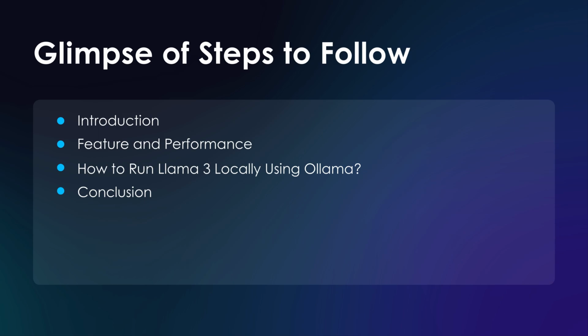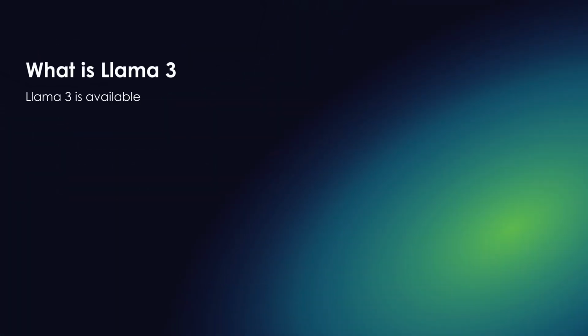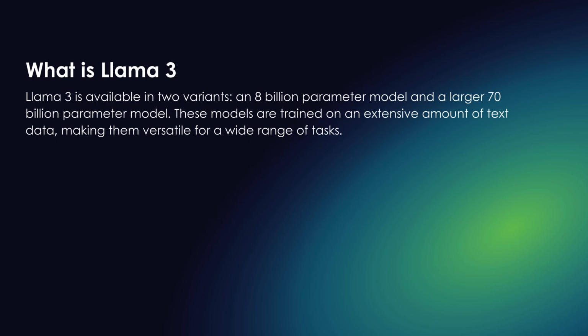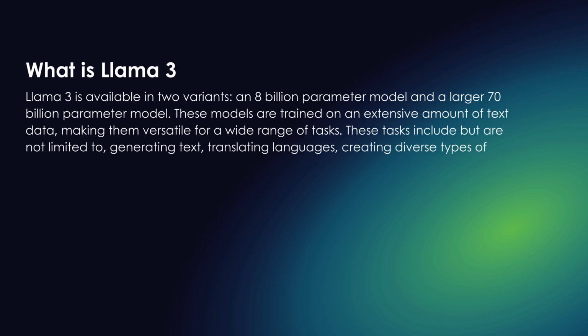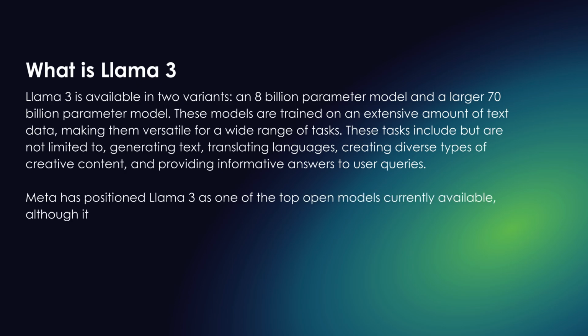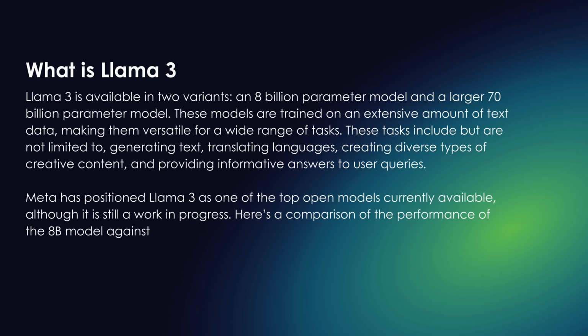Welcome! This video will show you how to run Llama 3, a powerful open-source large language model, on your local machine. Llama 3 comes in two sizes, 8 billion and 70 billion parameters. Both are trained on massive amounts of text data, making them versatile for various tasks. These tasks include generating different creative text formats, translating languages, answering your questions informatively, and more. While still under development, Meta considers Llama 3 one of the leading open-source models available.